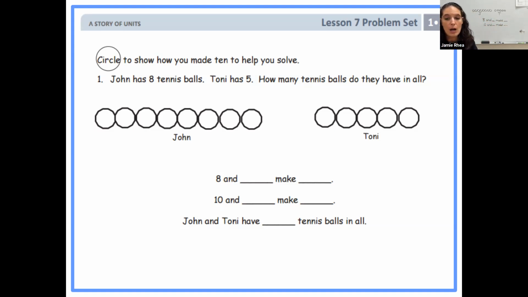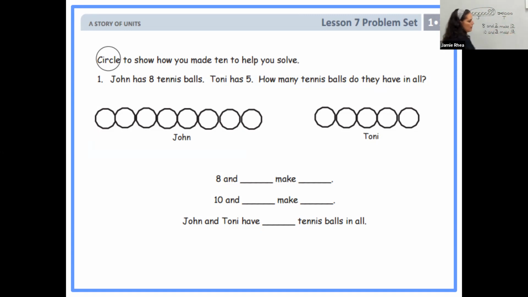Now, I want you to find 10 using 8. So if I have 8, how many more do I need to make 10? I need 2 more. Where am I going to take it? I'm going to take it from Tony. So I'm going to mark out these 2 right here and put them over here. Now I have a whole 10. Okay, so 8 and 2 make 10. Now we have our 10. 10 and how many did we not mark off over here? 1, 2, 3. 10 and 3 make what?